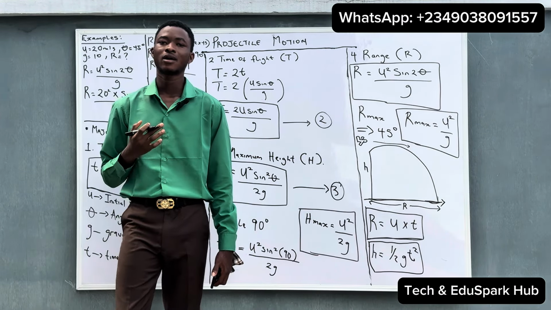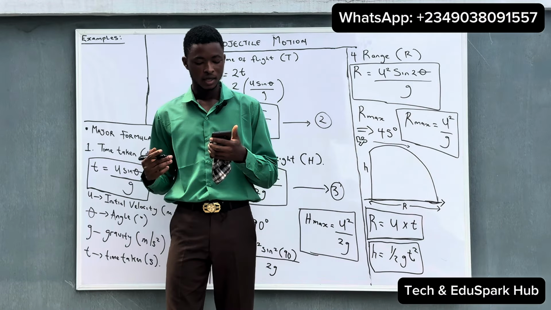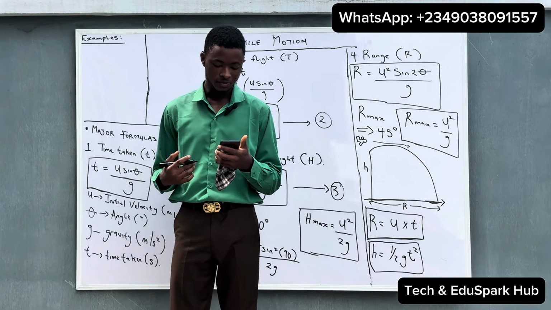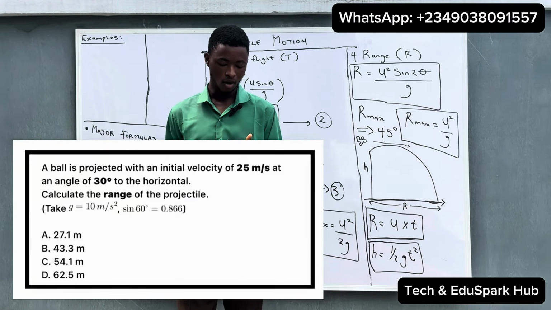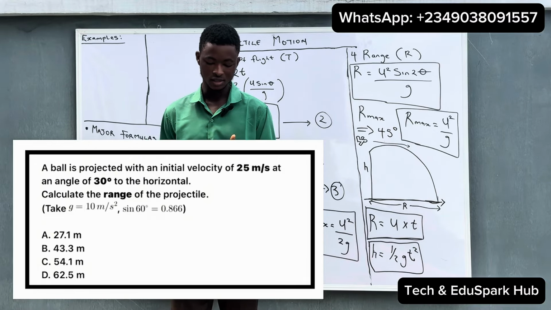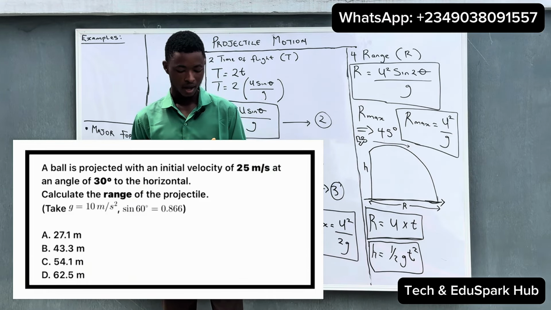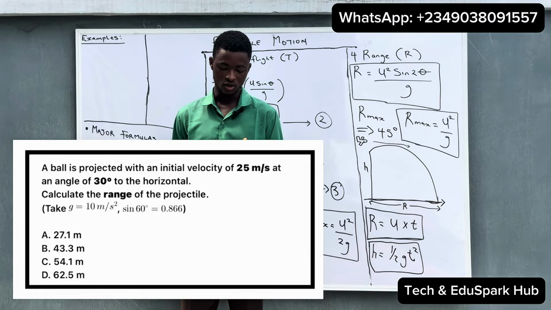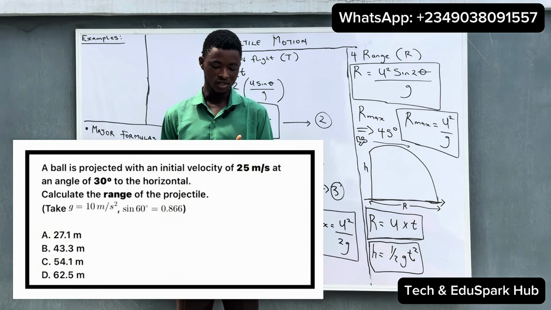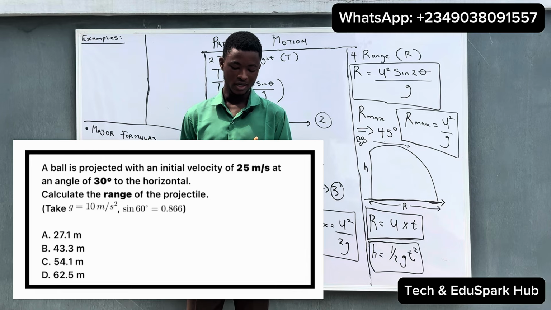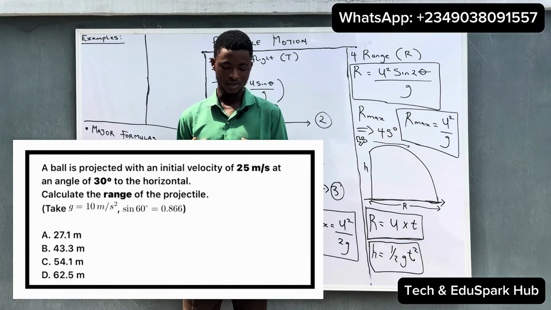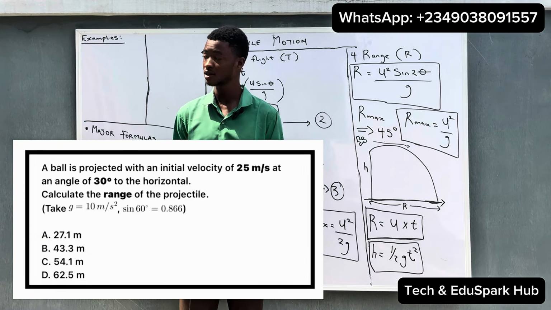Now let's look at another question under this range. The second example, as displayed on the screen, says that a ball is projected with an initial velocity of 25 meters per second at an angle of 30 degrees to the horizontal. Calculate the range of the projectile. We are given g to be 10 meters per second squared and sine 60 to be 0.8660.